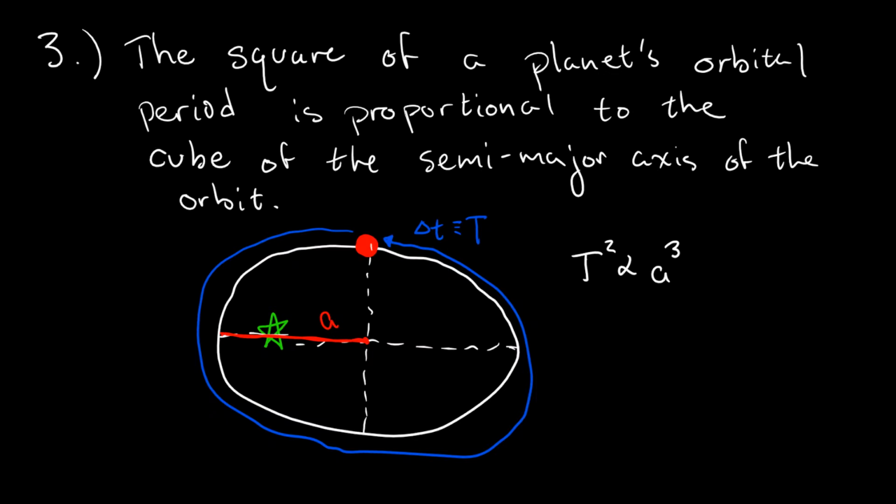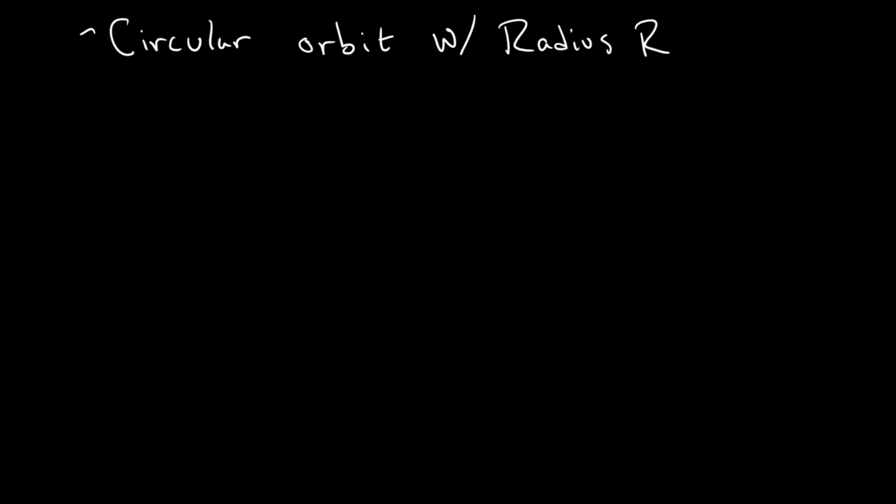So let's simplify this a little bit. Let's consider only a circular orbit. We'll say it has radius r, and some angular velocity omega.